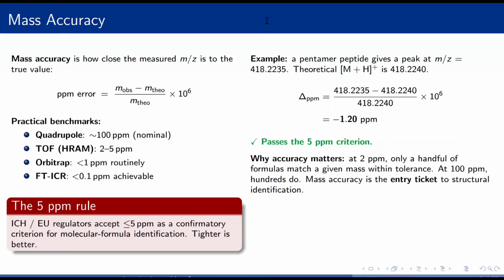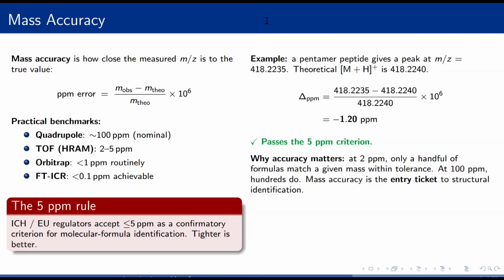Mass accuracy is how close the measured mass-to-charge ratio is to the true value. We always express it in parts per million because the fixed Dalton error matters more at low mass than at high mass. 2 millidaltons off at mass-to-charge ratio 100 is 20 ppm. 2 millidaltons off at mass-to-charge 10,000 is only 0.2 ppm, much tighter. The formula is simply observed minus theoretical, divided by theoretical, times 10 to the 6th.